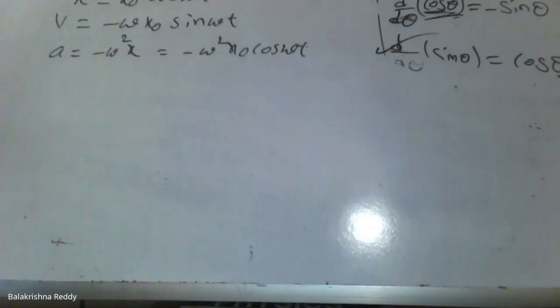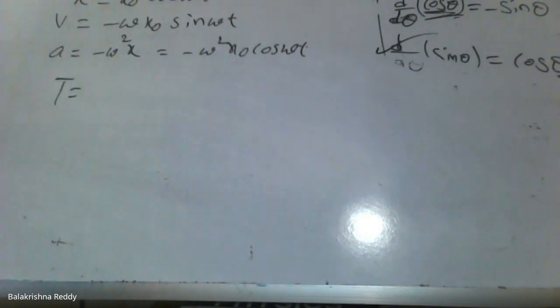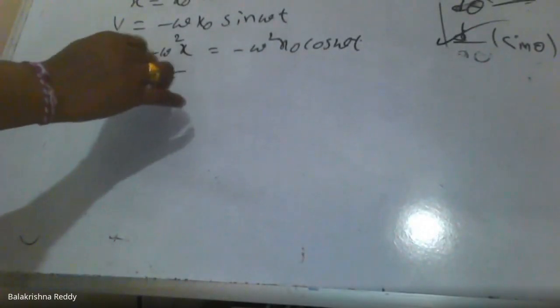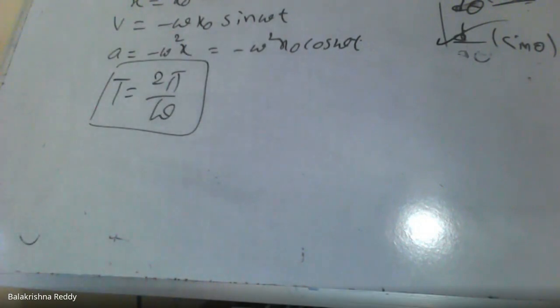Okay, from this you also get to know the time period. What is the time period? Time period for the simple pendulum, or the time period for the spring, if you take. T equal to 2 pi by omega is the time period of a simple harmonic body.